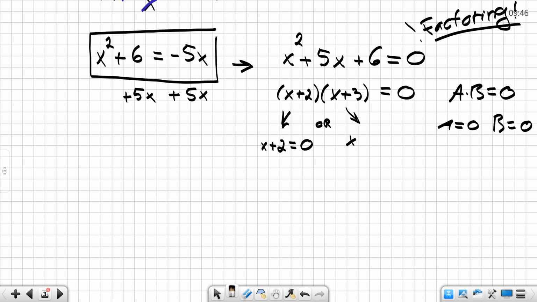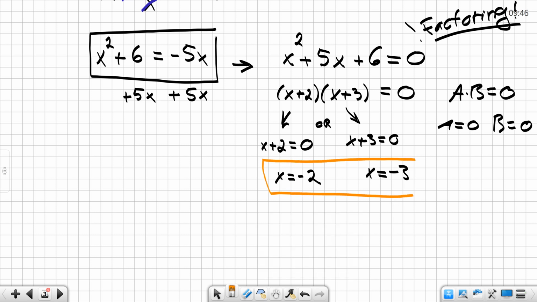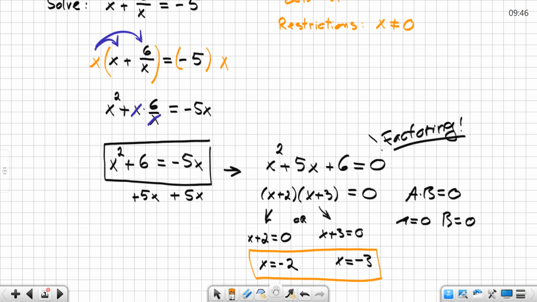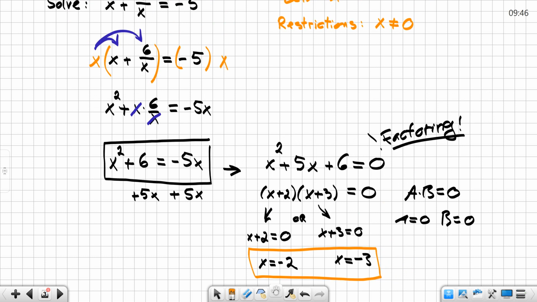And I set my second factor equal to 0. This goes really quickly. I subtract 2. I subtract 3. And I have now 2 proposed answers: the numbers negative 2 and negative 3. Both theoretically could be working, but what do I not forget? I have to check with my restrictions.